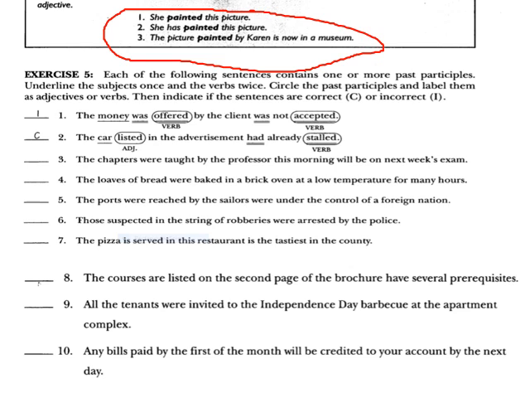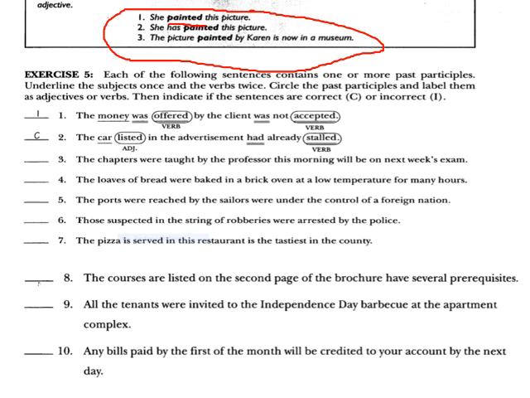Okay, the first one: she painted this picture. Here "painted" came with "ed" alone, but is it an adjective? No, it is simple past. Why? Because "she," the subject, is the one who performed the action; she painted the picture.